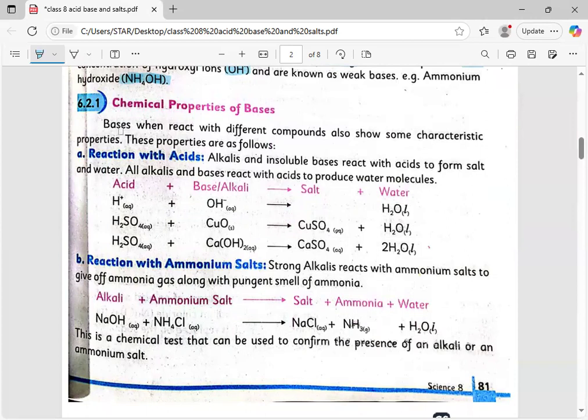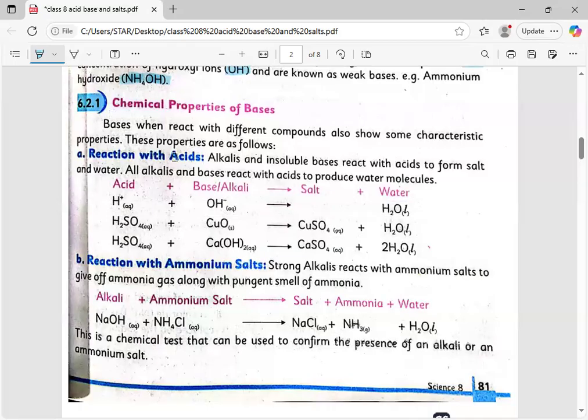So bases, when they react with different compounds, also show some characteristic properties, likewise as acids. Whenever acids react with different metals or different compounds, they produce particular products. Likewise, we also have bases that react with acids and ammonium salts and produce a particular product, which identifies the characteristic or chemical property of that base.